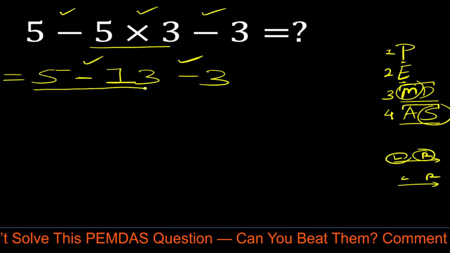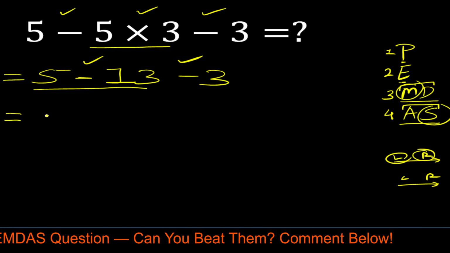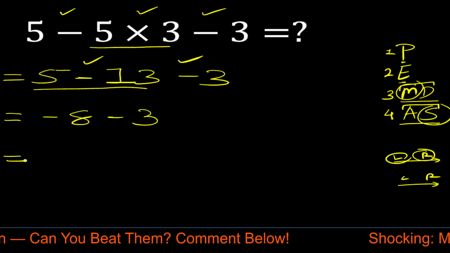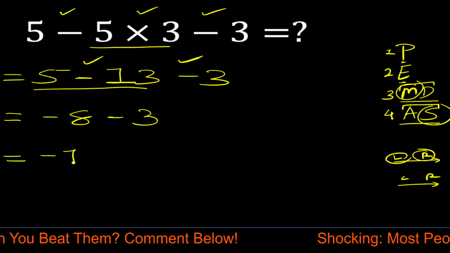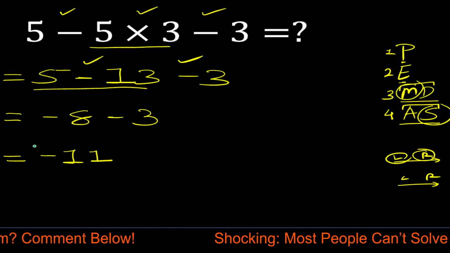So first we have to solve this subtraction, right? So 5 minus 13 is equal to minus 8 minus 3. So now minus 8 minus 3 is equal to minus 11, right? So the correct answer is minus 11.